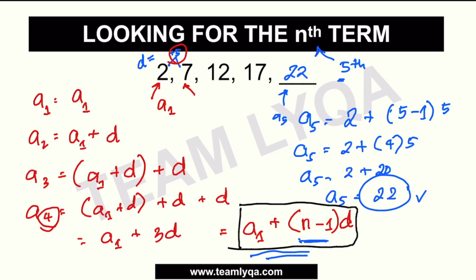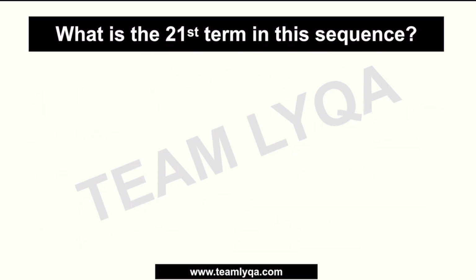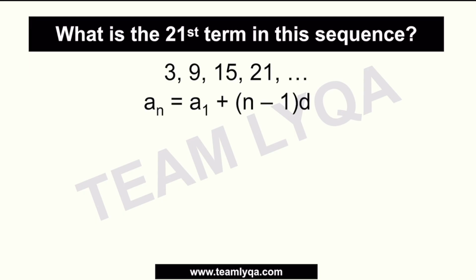Okay? Now, paano natin gagamitin yon? Kung ganito yung tanong, sabi, what is the 21st term in this sequence? Tapos meron tayong sequence na ganito, 3, 9, 15, and 21. Using the formula, hindi na natin kailangan bilangin yung blanks. Diba? Kasi imagine kung ilang blank yung lalagay mo, diba? Hanggang maka 21 ka. Baka hindi ka na matapos. So, ang gagawin natin instead would be to use the formula and just substitute yung mga given dito sa sequence na ito.